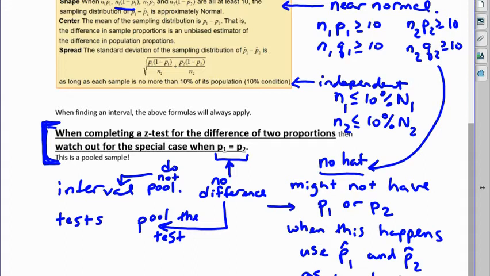So that is when you think that the value P1 minus P2, when you think these were the same, so if these are the same, that difference would be 0. When you think that that difference is 0, that's when you pool. Only for the test. Only for the test. So we will do it.